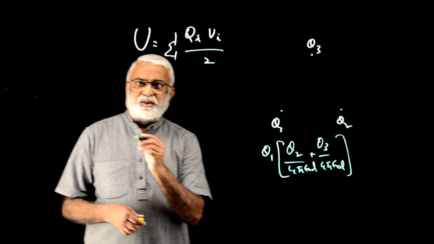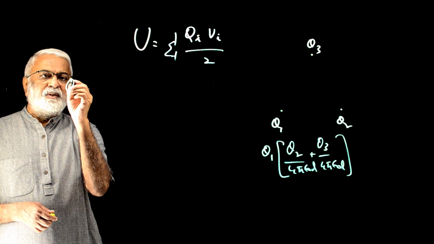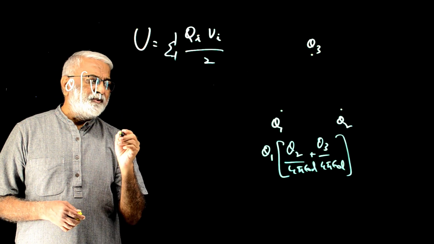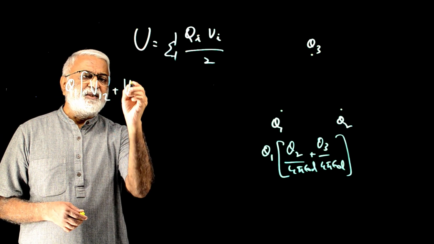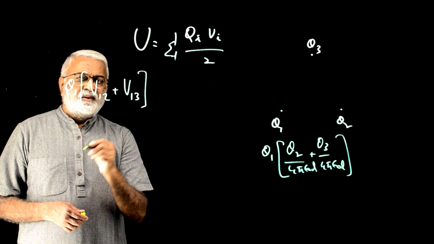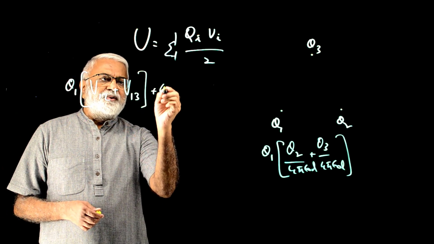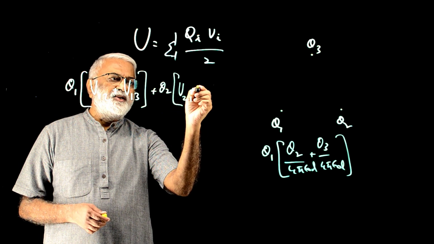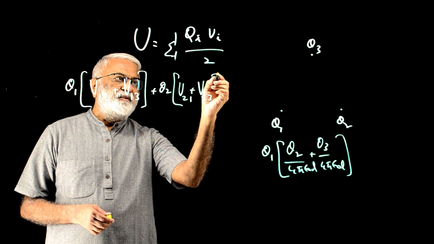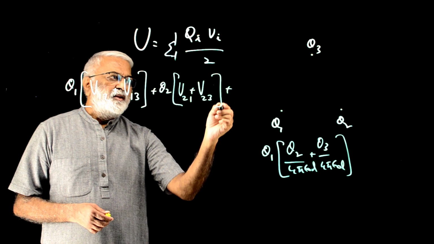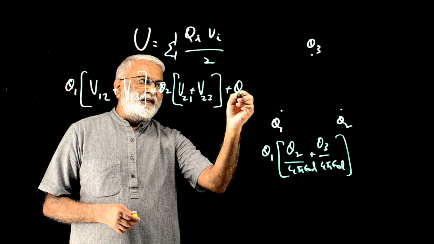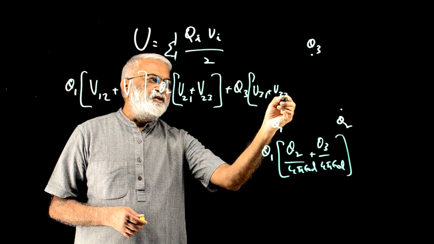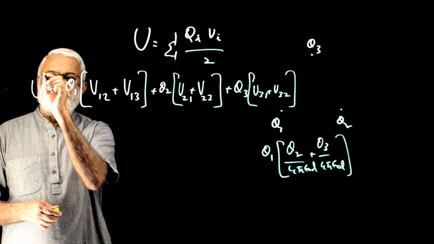Let me show that here. Well, you have q1 in the field of q2. That is, this first term is the potential at the place where 1 is due to 2. The second term is the potential at the place where 1 is due to 3. And then a similar calculation for q2: potential at the place where 2 is due to 1 plus potential at the place where 2 is due to 3, plus q3 and potential at the place where 3 is due to 1 plus potential at the place where 3 is due to 2. This should be the energy of the system.